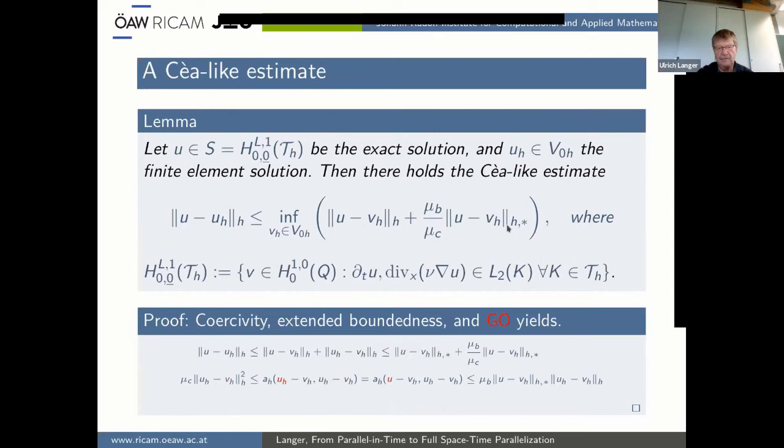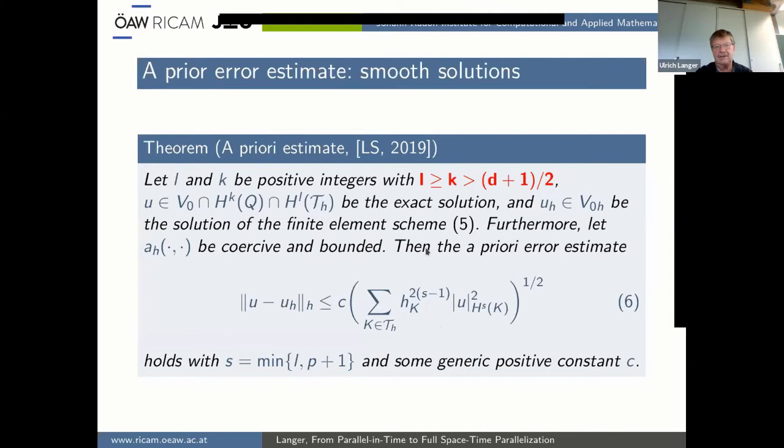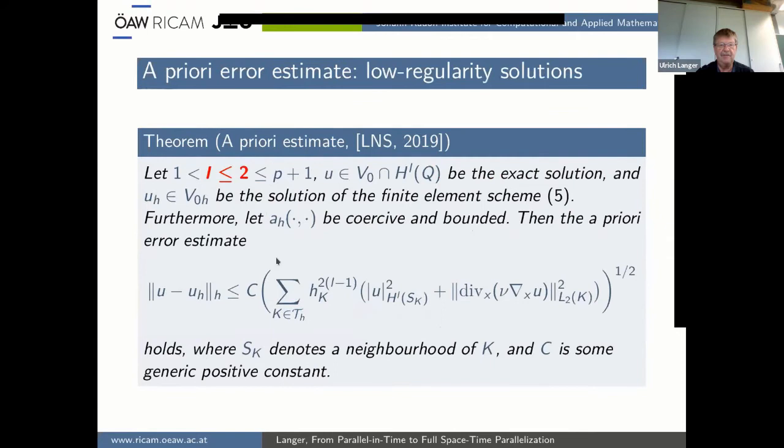And then you can look at the case where you have a smooth solution. So if the solution is in H^k, k larger than d plus 1/2, then you can use a Lagrange interpolator because the function is continuous. And then you get local estimates. That's good. If not, if you have a low regularity solution, H^(1+s), then you have to take a quasi-interpolator, like Scott-Zhang, for instance, and you get here the neighborhood of the element. Okay, these are a priori estimates.